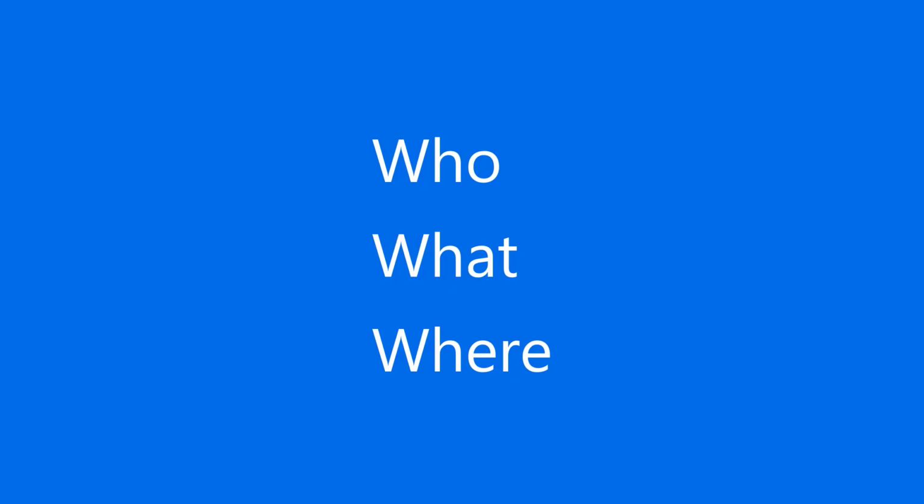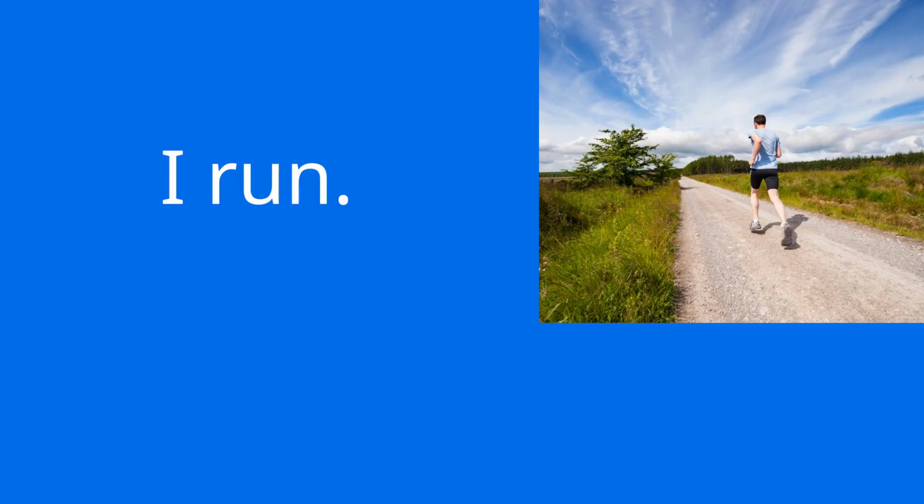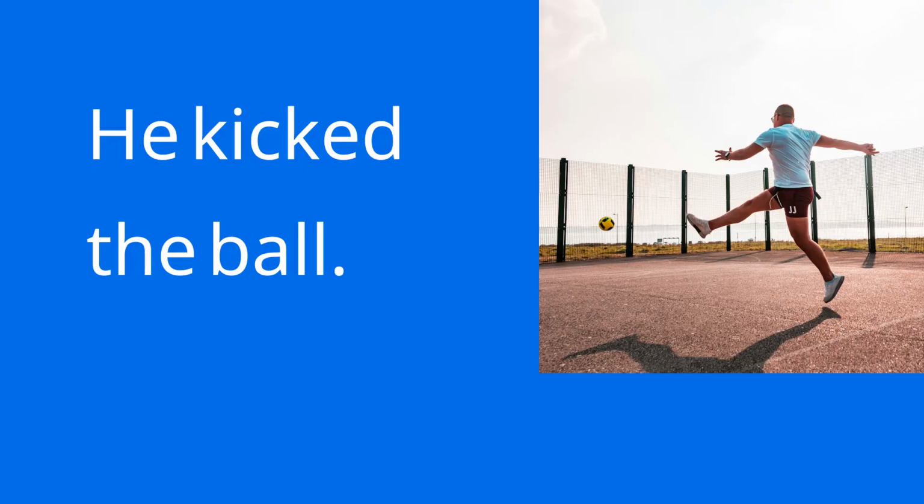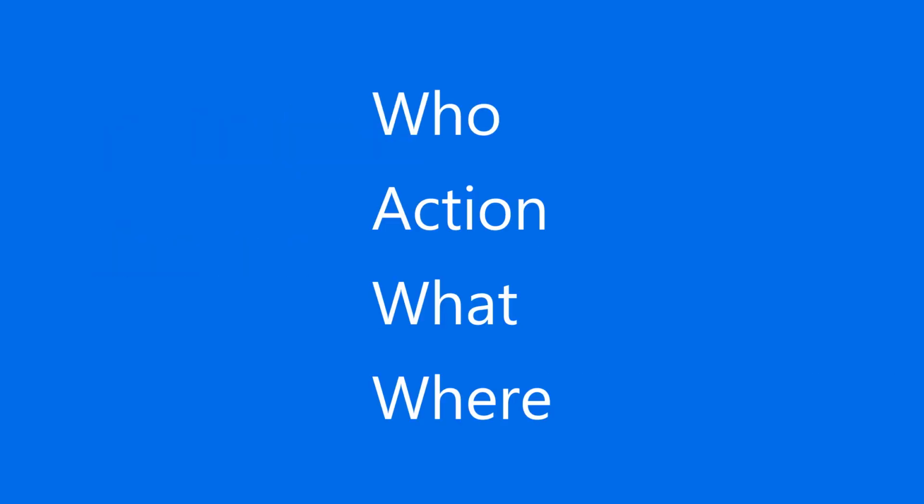In some sentences, it is not necessary to have a what or a where. For example, I run. This is a sentence, short but complete. Here is another point. What can include what as a thing and what as an action? For example, he kicked the ball. Who? He. What action? Kicked. What thing? The ball. Let's call the what when it refers to an action as simply action. We have then who, action, what, where.